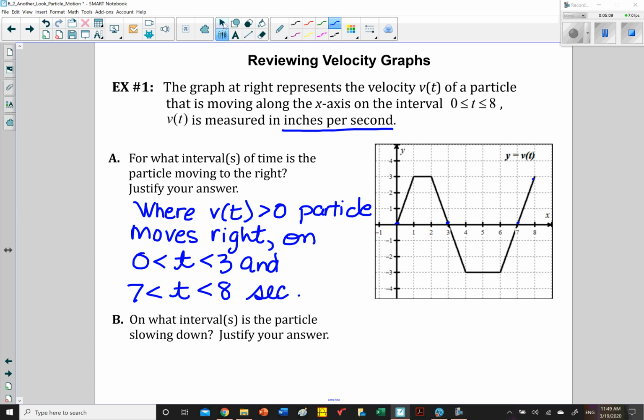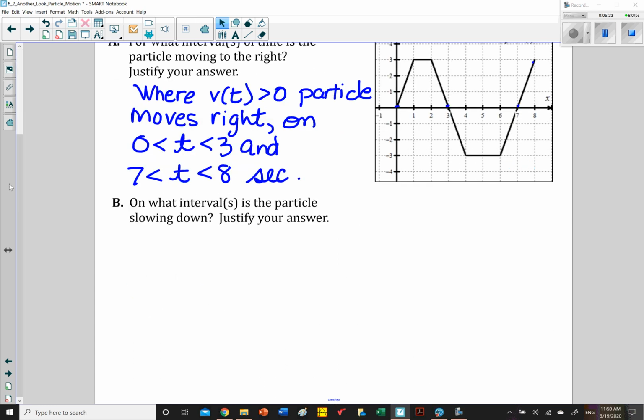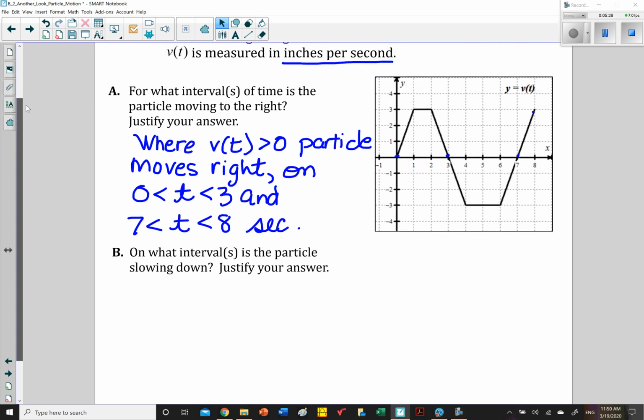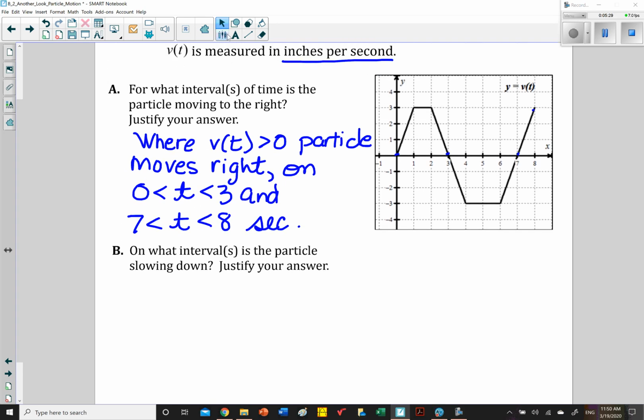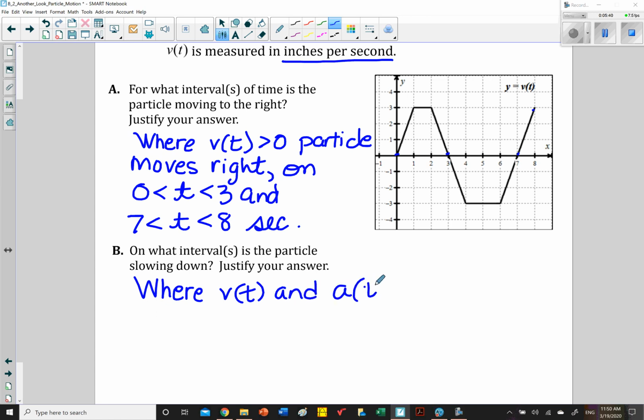Then on part B, on what interval or intervals is the particle slowing down? Justify your answer. How do you know? Well, the particle is going to slow down where velocity and acceleration have different signs. Where would that be? Where velocity and acceleration have different signs.